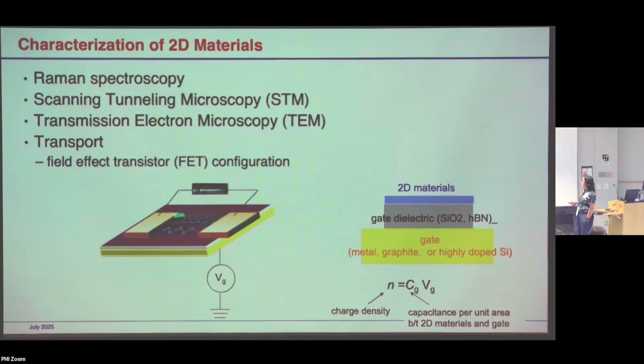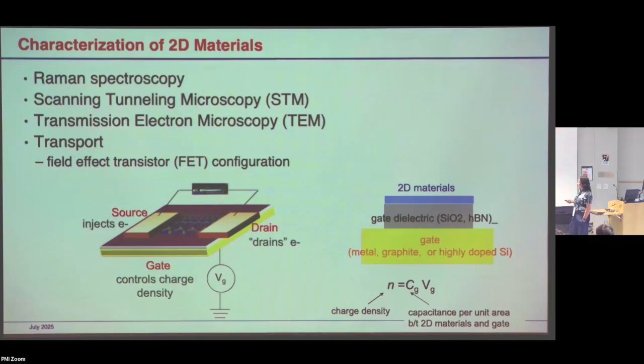In this case, after we form the layer, we put the source and drain electrodes on, and then we have a gate. So this is basically a field effect transistor configuration. The source just injects the electrons. For the drain, the electrons go there. And then importantly, we have a gate.